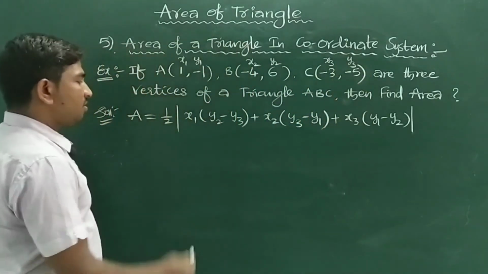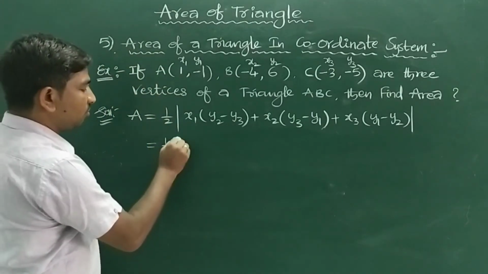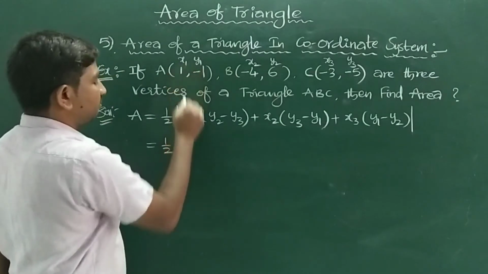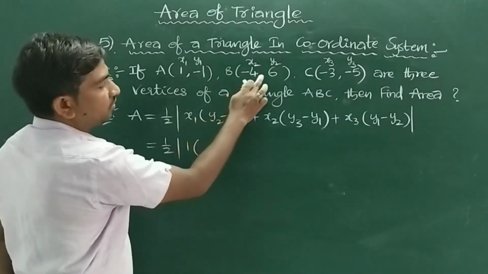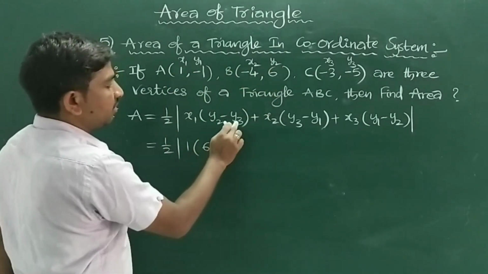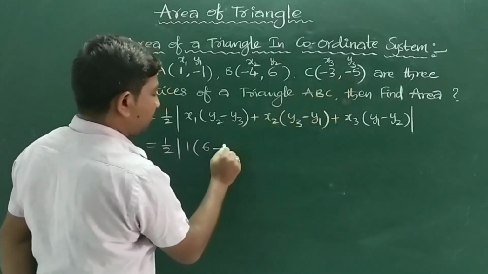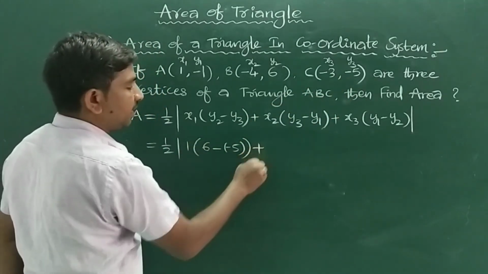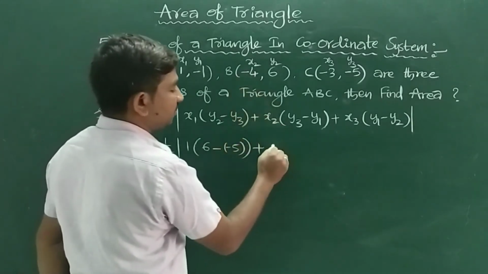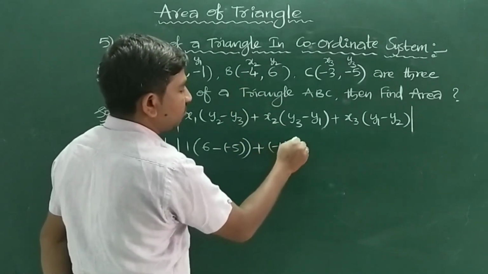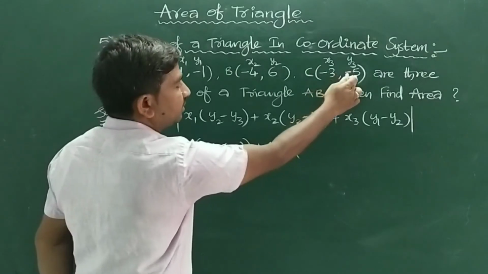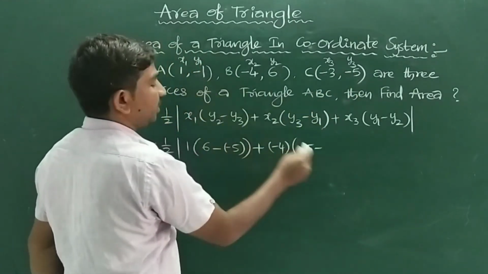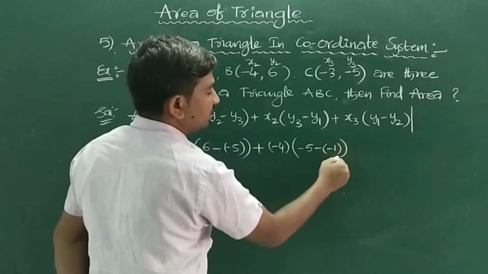So now apply the values of those x1, y1, x2, y2, x3, y3. x1 is 1, times y2, which is 6, minus y3. y3 is minus of minus 5, so minus 5. So this is the first one completed, plus x2. What is x2? Minus 4, times y3. y3 is minus 5, minus y1, which is minus of minus 1. So this is the formula.